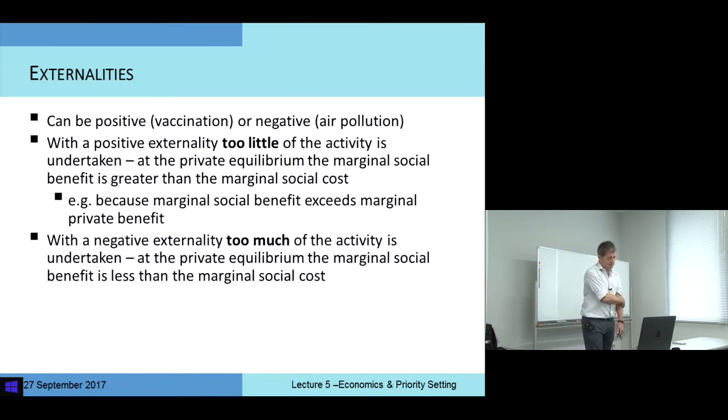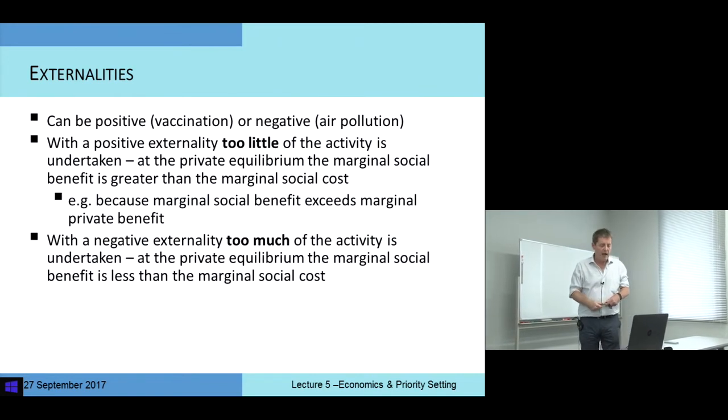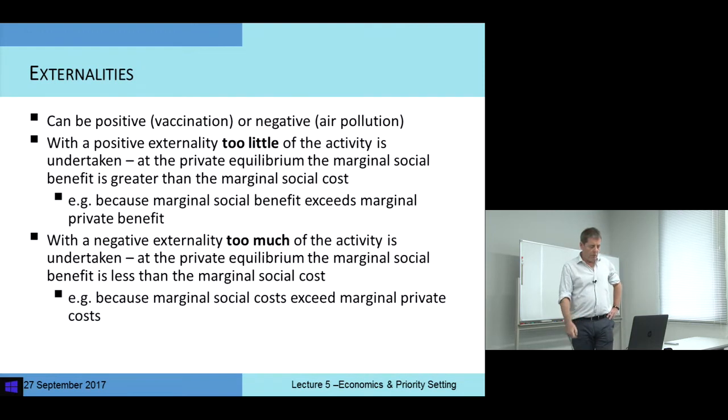With a negative externality, on the other hand, we've got too much of the activity happening. Again, too much at the private equilibrium. If we don't regulate the market and just leave it to firms and individuals, a negative externality will have too much of the activity. At the private equilibrium, the marginal social benefit is less than the marginal social cost. And so that last unit of activity is producing more harm than benefit, and thus making us worse off. One example might be where the marginal social cost exceeds the marginal private cost.